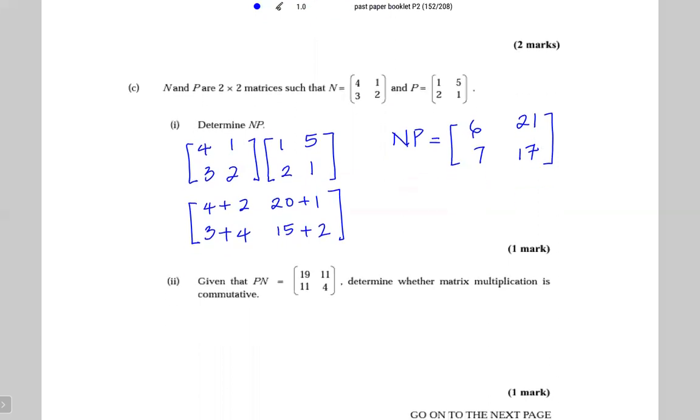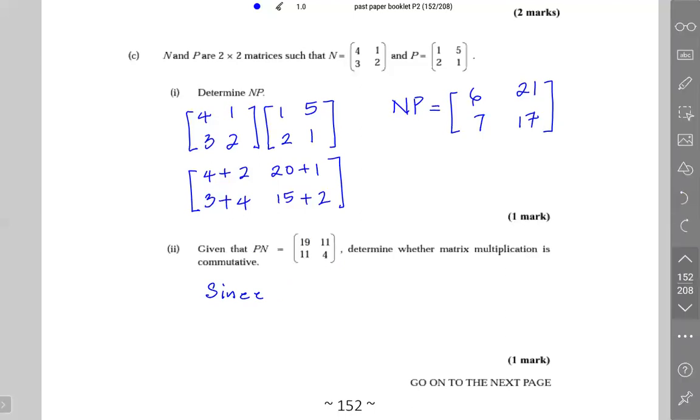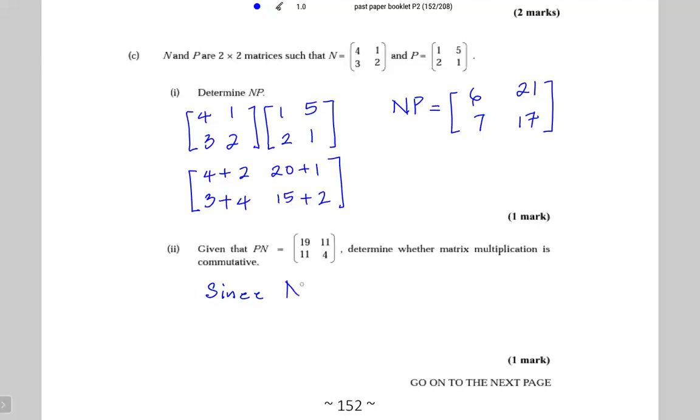All right, so we have NP. This says, given that PN is equal to that, determine whether matrix multiplication is commutative. All right, now, since NP is not equal to PN, everybody can see that they are not equal.